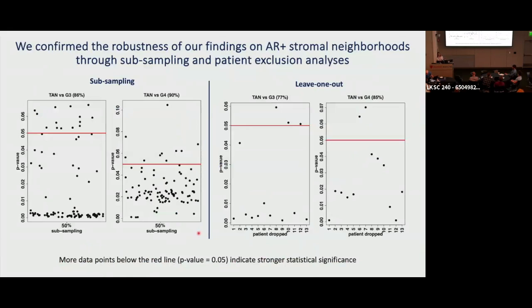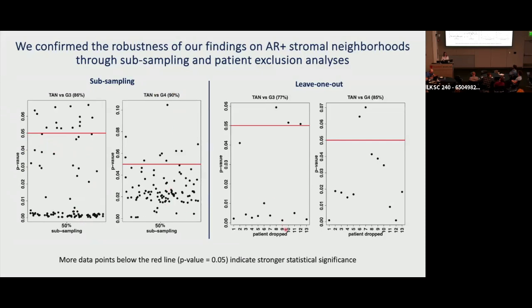So for 100 iterations with different seeds, we subsampled 50% of the data and performed neighborhood analysis and compared tumor-adjacent normal versus the tumors. Again, the same, whether the AR-positive stromal neighborhoods differentiate or not. The experiments that fall below this red line, which is p-value 0.05, means that our claim was true 86% and 90% of the time overall.